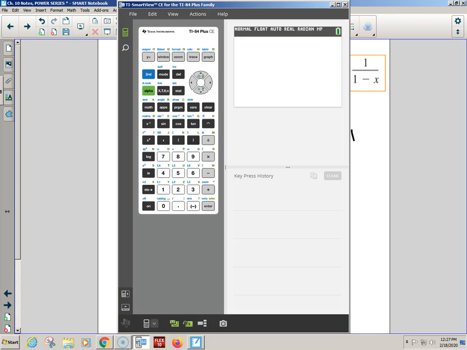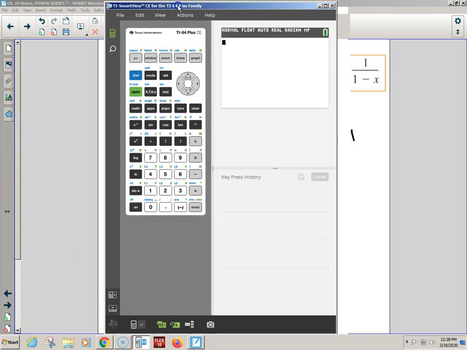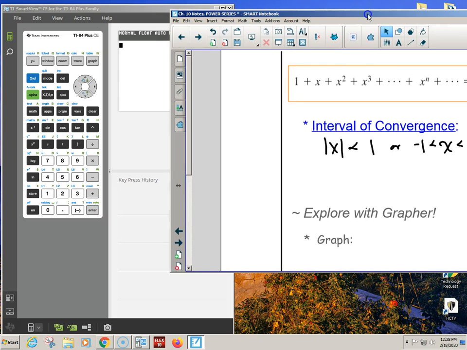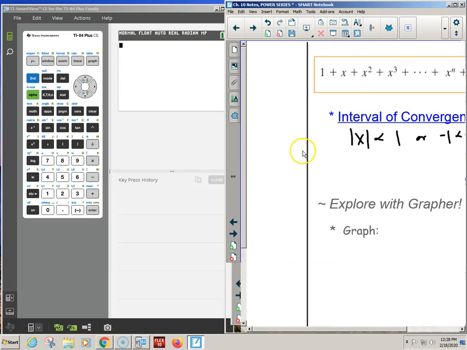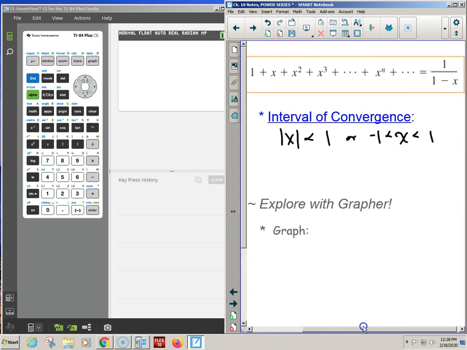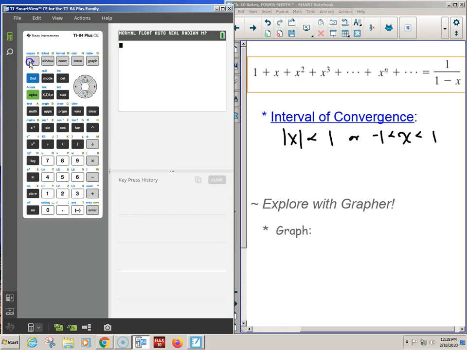Why am I saying explore with grapher? Well, I'm going to go ahead and put this off to the side. Some of you are still writing. Don't worry, it's not an Endeavor card yet. The Endeavor card has a few more than just this. Can I get it there? I can kind of get it there. Can you guys see it? There you go.